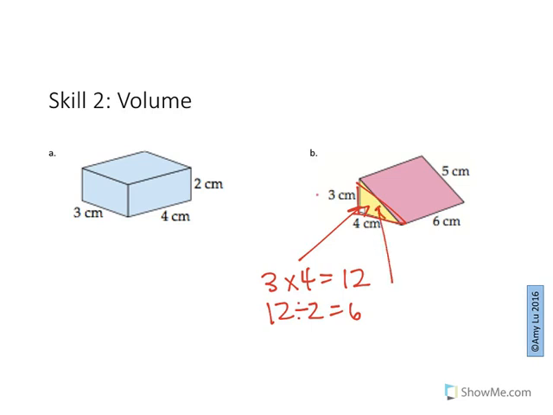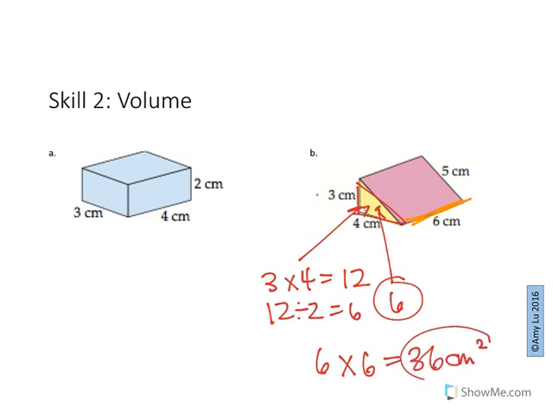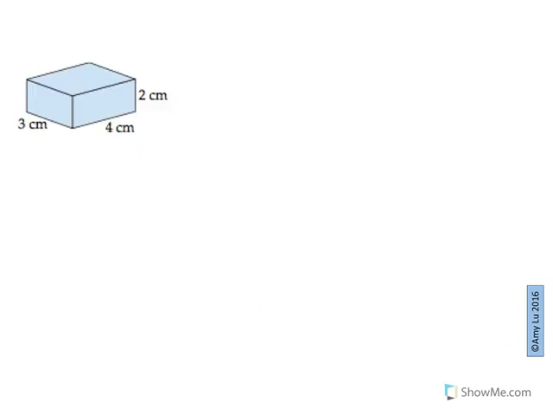So this part right here has an area of 6. Now, I have to go ahead and multiply by how long it is. So 6 times 6 becomes 36 centimeters cubed. Now, of course, this is just one approach. You could have also turned this into a quadrilateral and then cut it in half. So use a strategy that works for you. And that's it.